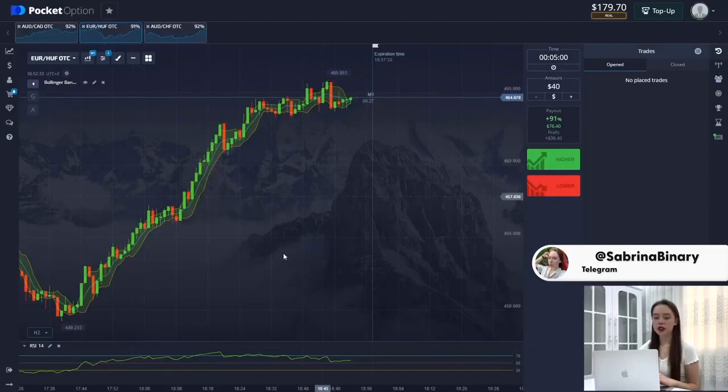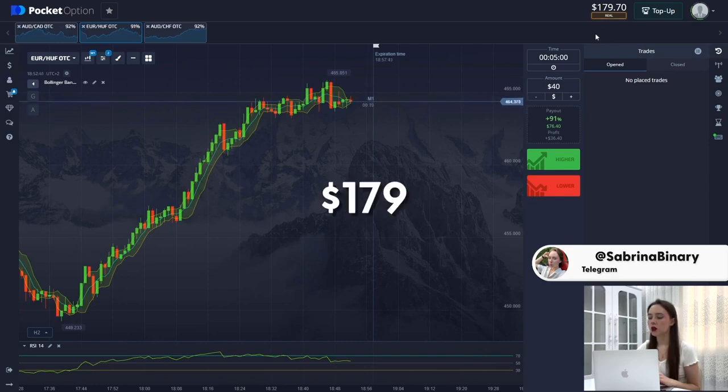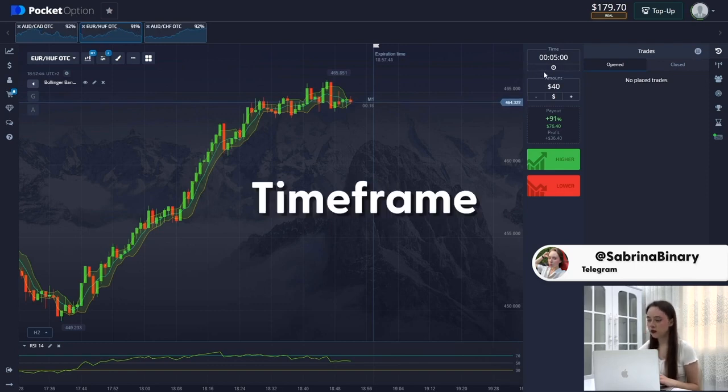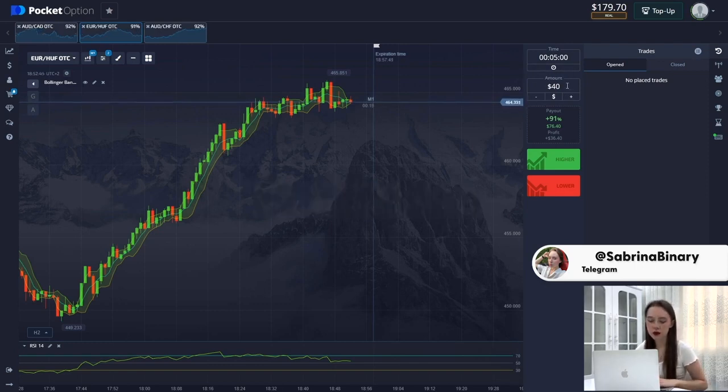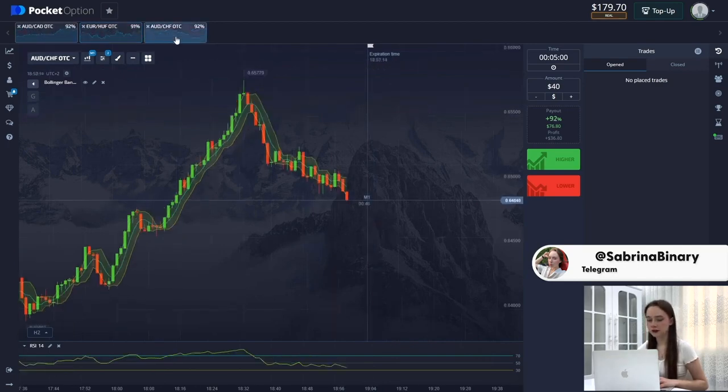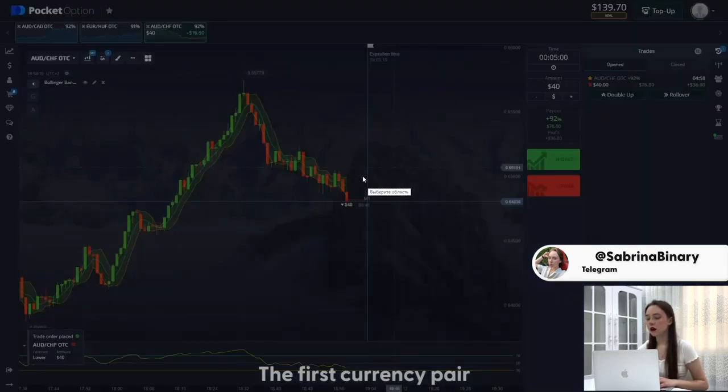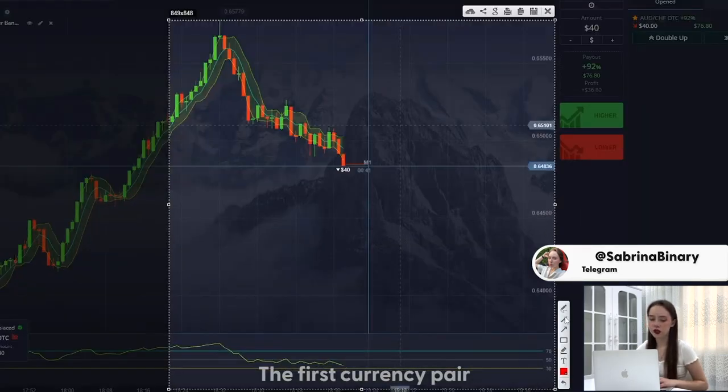So we are already on the broker's website and I have already selected currency pairs for today's trading. The starting balance for today is $179.70 and the time frame for the first trade will be 5 minutes and we will open a trade for $40. And let's move on to the first currency pair. This currency pair is absolutely suitable for me. I immediately open a deal on the price decrease.